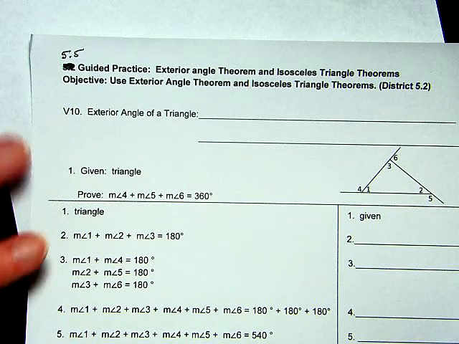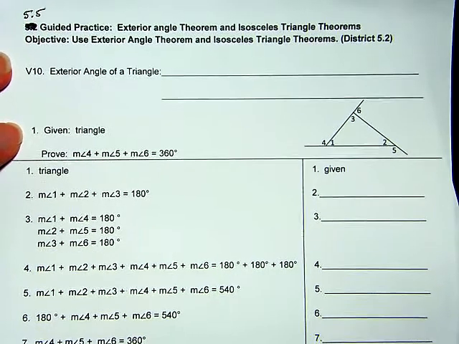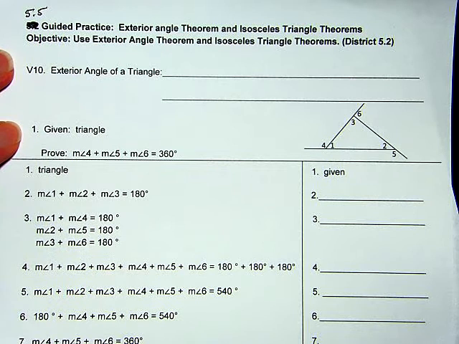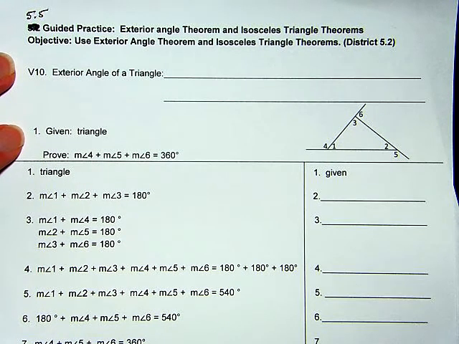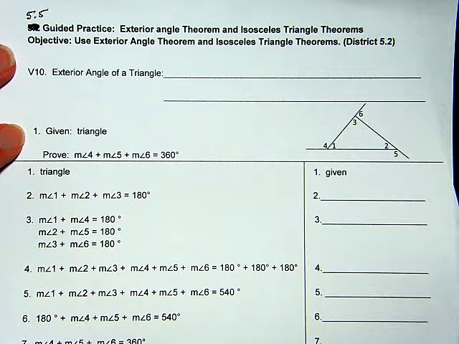So now we're starting 5.5 guided practice, and the objective of this guided practice is to use the exterior angle theorem and the isosceles triangle theorems. We've not yet talked a lot about either of these theorems, and so we're going to start by defining what we mean by the exterior angle of a triangle.